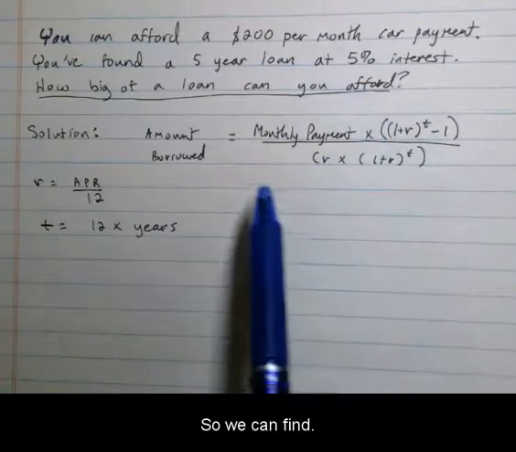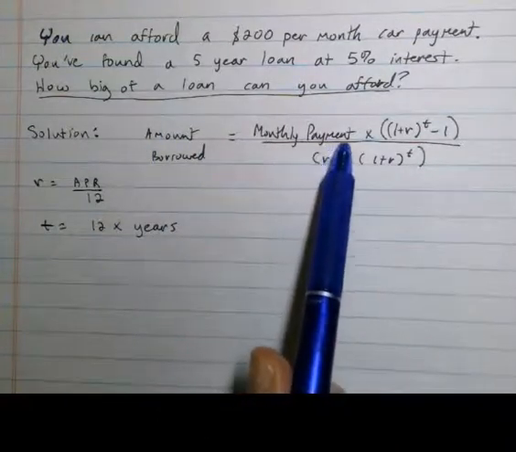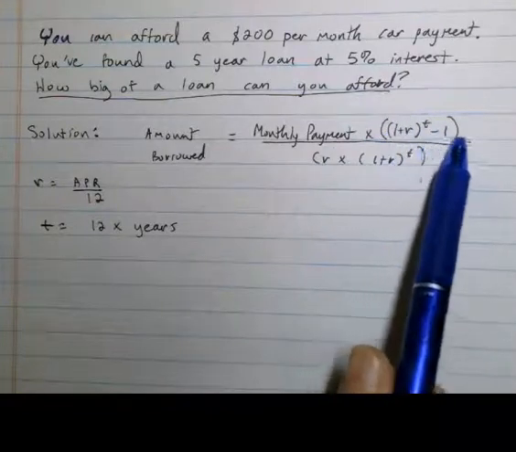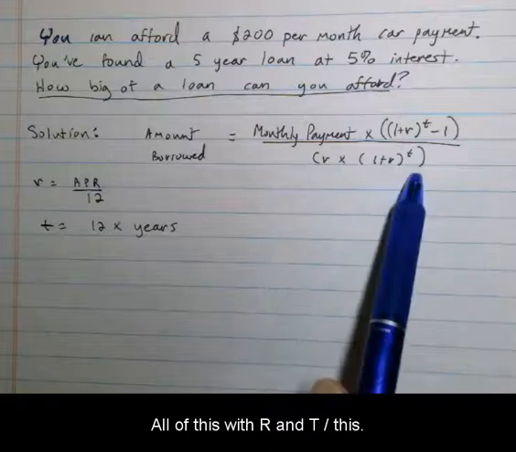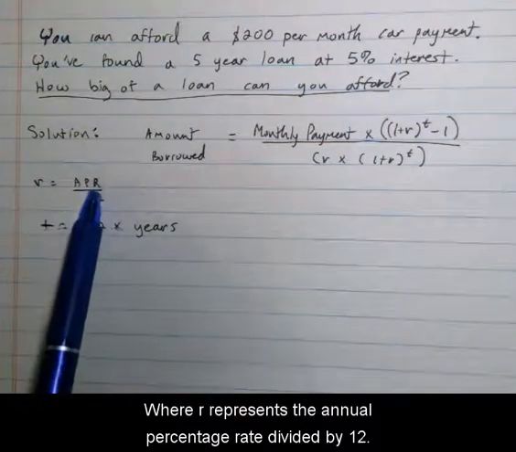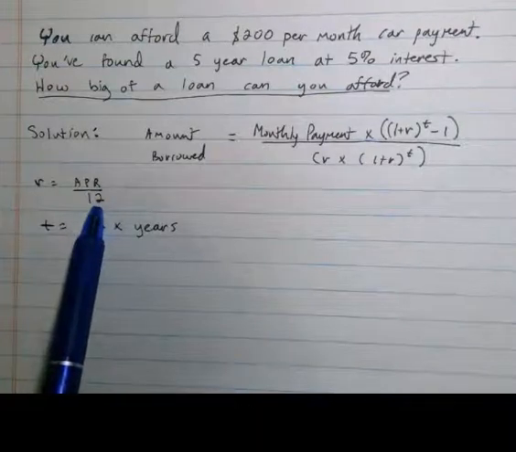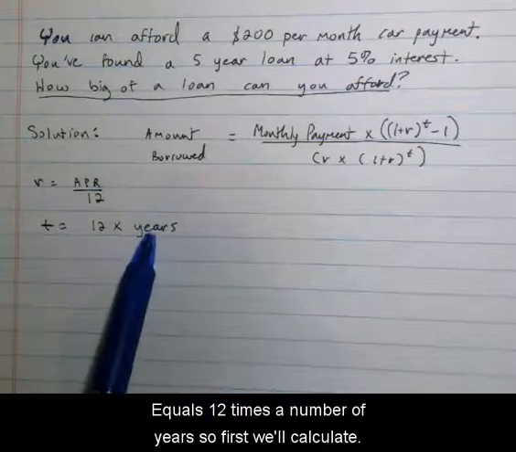So we can find how much you can borrow using this formula: monthly payment times all of this with R and T, divided by this expression here, where R represents the annual percentage rate divided by 12 for 12 months, and T equals 12 times the number of years.